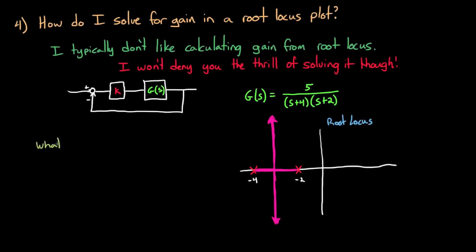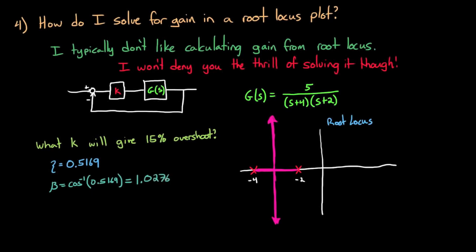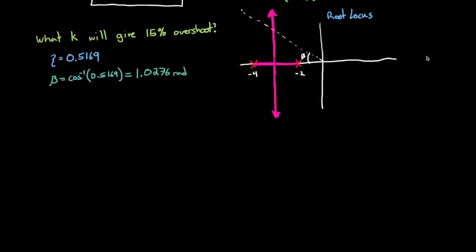Now let's use the root locus to determine what value of k will give us a 15% overshoot for our closed loop system. And recall from earlier that for this second order system, that means that zeta needs to be just over about 0.5, and that gives us a beta angle of about 1 radian. And if I draw my line of constant damping, I can see where it crosses the root locus, and know that we want our two poles to end up right where they cross.